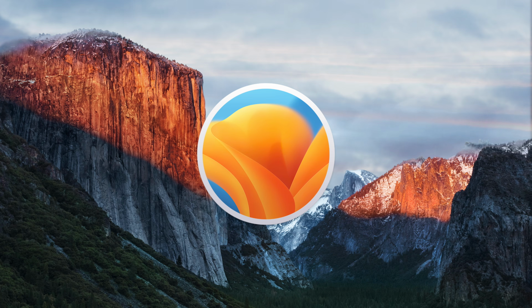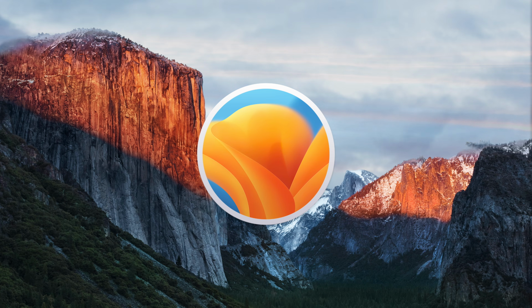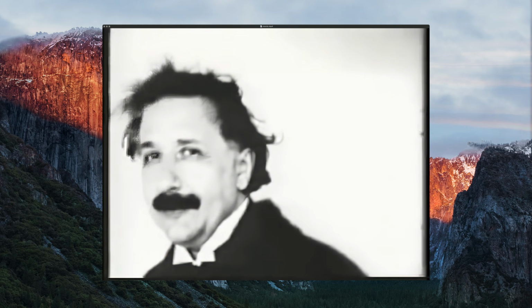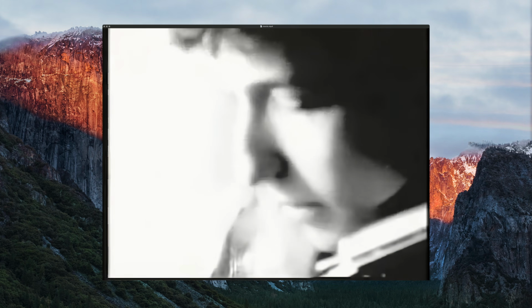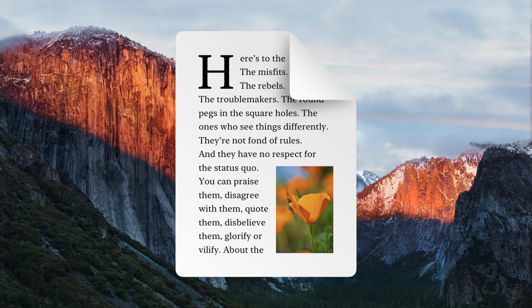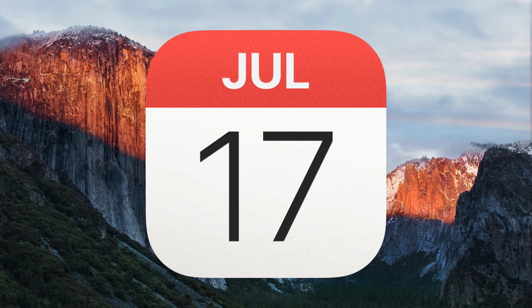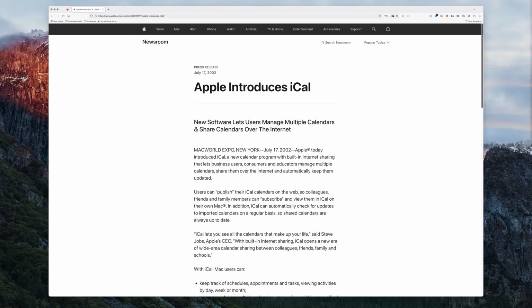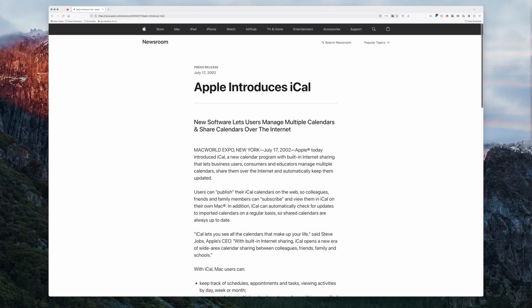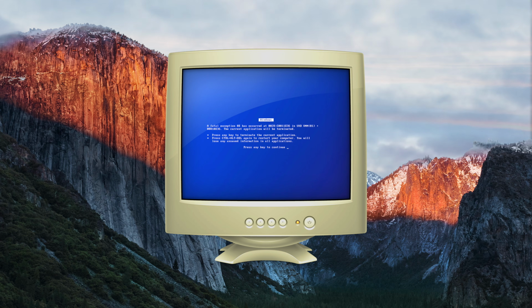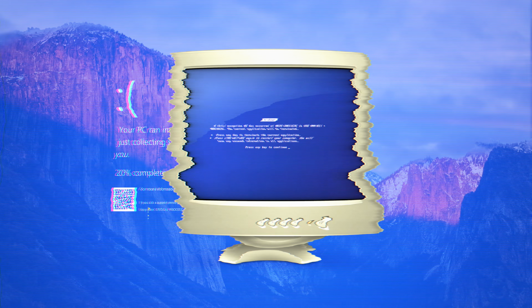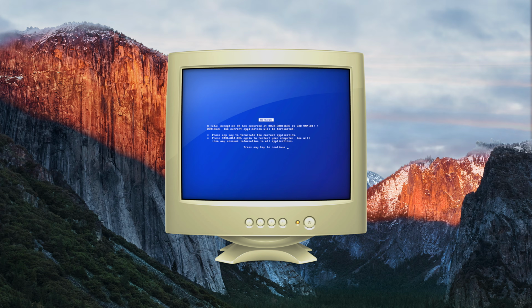Even in modern macOS, there are still nice homages to Apple's history, like the TextEdit RTF icon, which features the speech, "Here's to the crazy ones," from Apple's Think Different campaign. Or Apple's calendar icon displays the date of July 17th, which is the day that Apple announced iCal, July 17th of 2002. Or venturing into the jocular, or petty depending on your opinion, like the infamous blue screen of death icon for Windows PCs when networking.